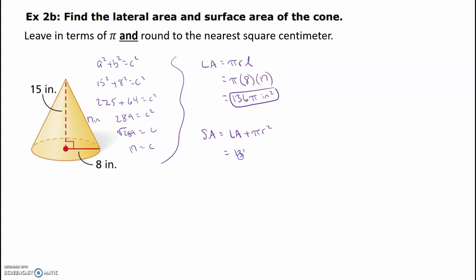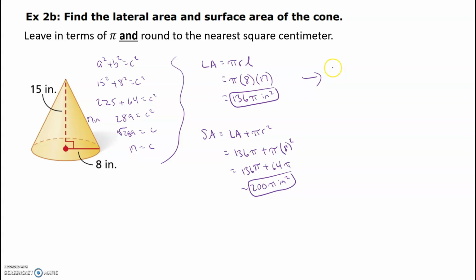So our lateral area was 136 pi. So I don't want to round this yet because I'm going to plug it into my formula for surface area. Pi r squared, there's still 8. We have 136 pi plus 64 pi. So we have 136 plus 64 pi makes 200 pi inches squared. So these are both of my exact answers.